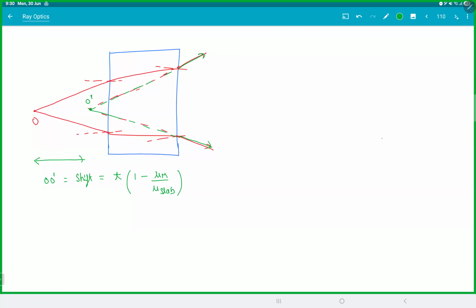Again, not a new formula. From the apparent distance, you have subtracted this. So there are a few important things here. So O dash is the shift. And the shift will be in which direction? So a few points here. The shift is always in the direction of incident rays. I'll tell you what it means. Second thing, the object and the observer should be in the same medium.